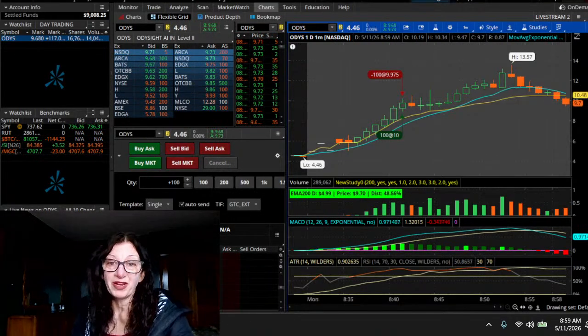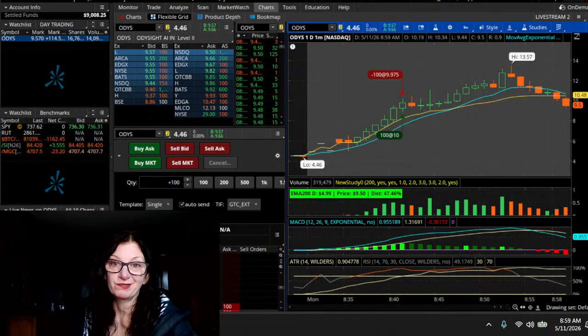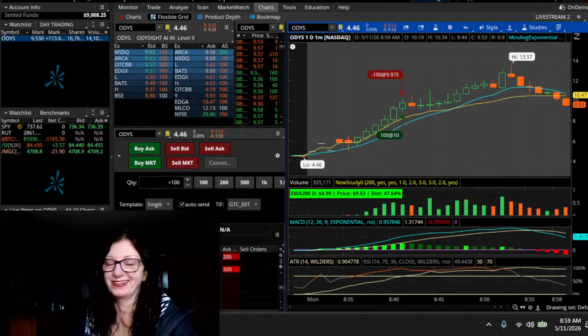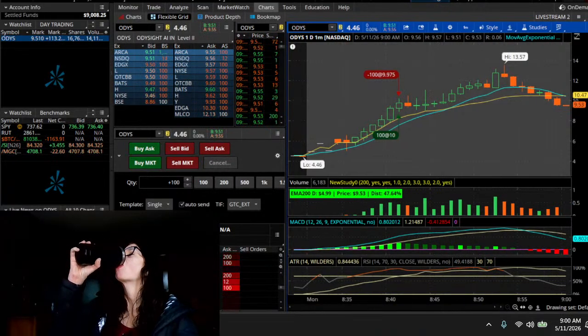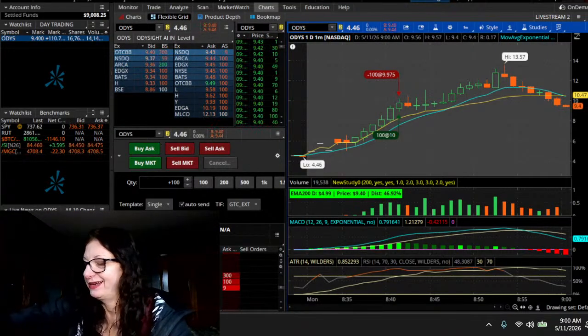Well, I've got one red trade today. That's my face. My daughter does emoji faces. The lopsided one.